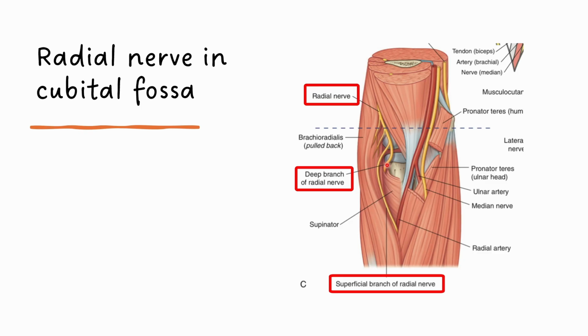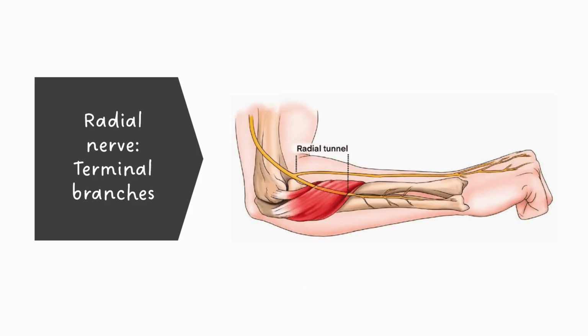And once it enters the cubital fossa at the level of the lateral epicondyle of humerus, it terminates by dividing into a superficial branch and a deep branch in the lateral part of the cubital fossa. So this division here in the cubital fossa is important because this is also a common site of radial nerve injury.